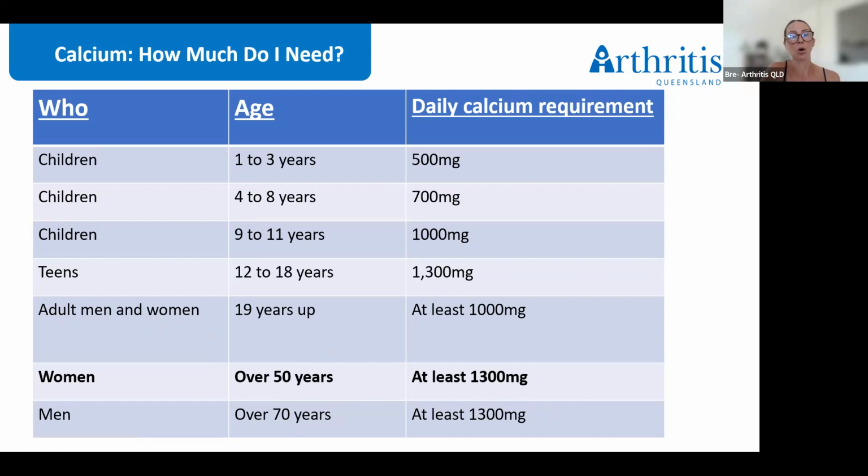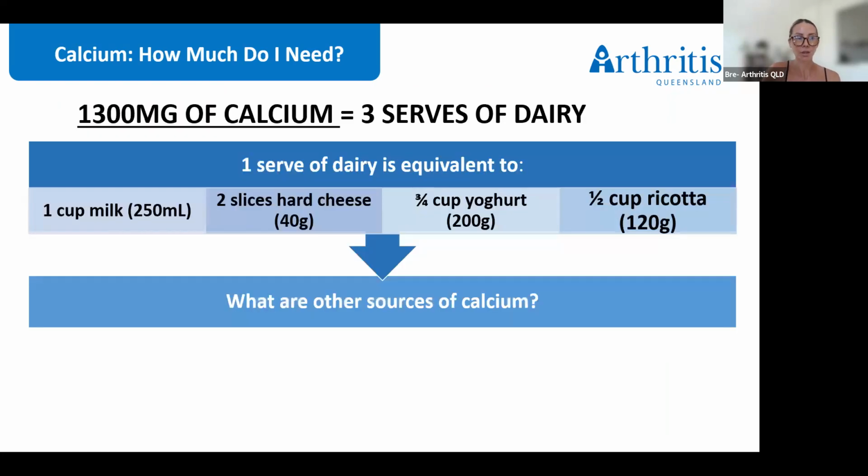So we're going to have a look at what 1,300 milligrams looks like in food sources. 1,300 milligrams of calcium equates to 3 serves of dairy. And 1 serve of dairy is equivalent to a cup of milk, so 250 mils, or 2 slices of hard cheese, so about 40 grams, or 3/4 a cup of yogurt, so 200 grams, or half a cup of ricotta cheese, so 120 grams.